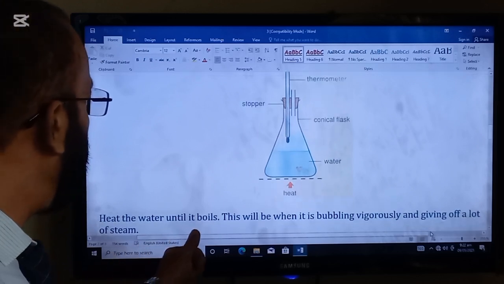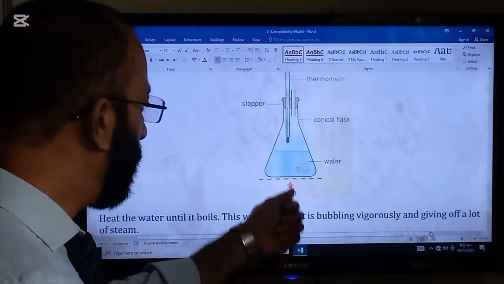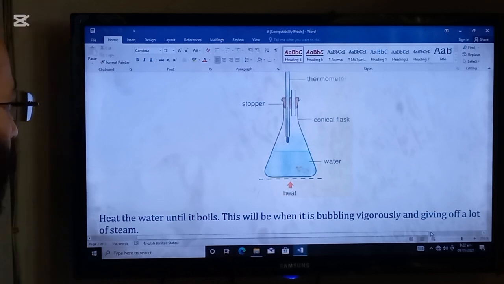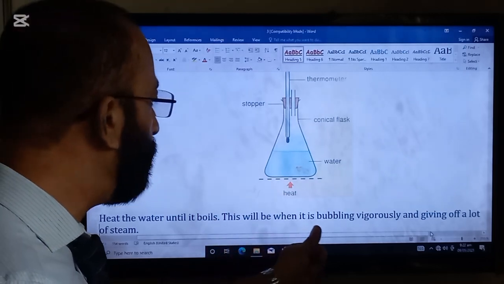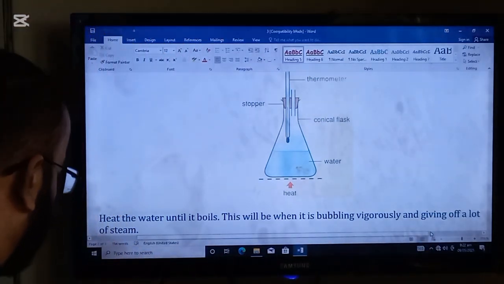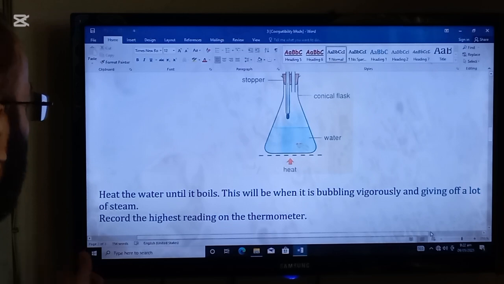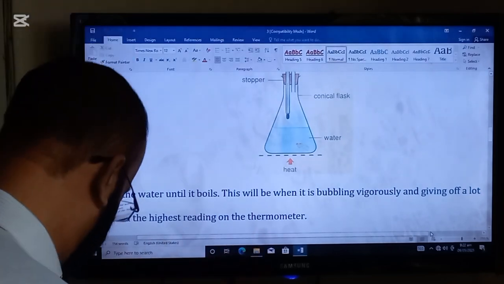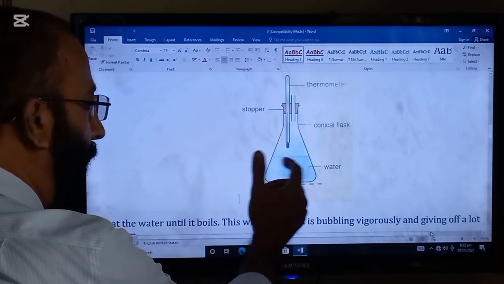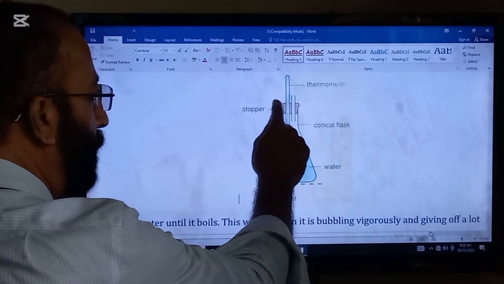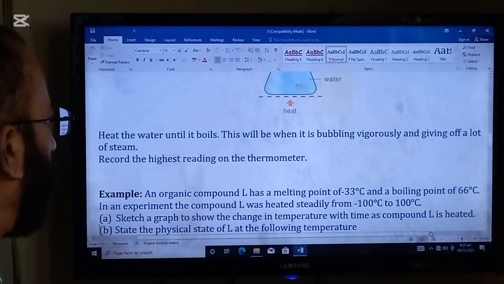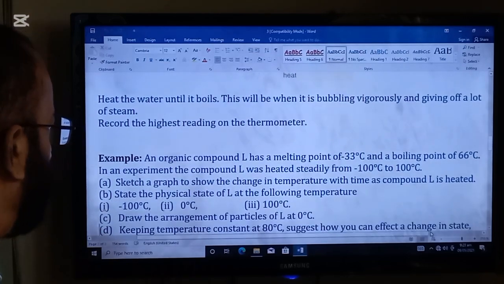Heat the water until it boils. So provide heat and heat the water until it boils. This will be when it is bubbling vigorously and giving off a lot of steam. Record the highest reading on the thermometer. So when this water starts boiling vigorously, note the temperature from the thermometer. That will be the boiling point of the water.